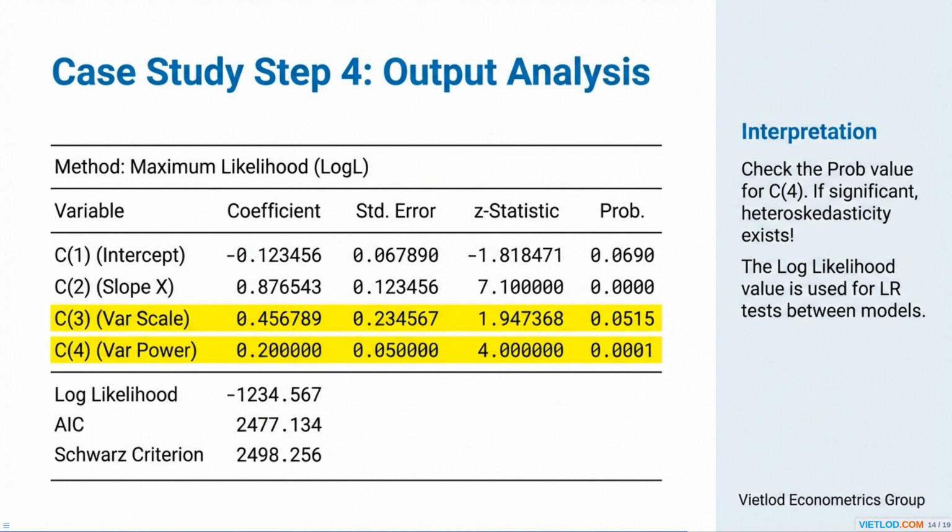As a pro tip, always initialize variance parameters to positive numbers to avoid these domain errors from the start. This ensures the estimation can proceed smoothly.